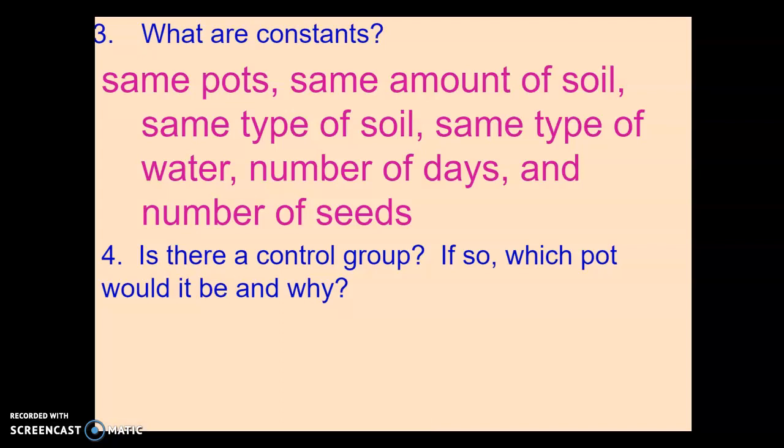Number 4, is there a control group? There doesn't always have to be a control group, but there probably should be in most experiments to give a baseline of data, something to go by. So was there one in this experiment? And if so, which one was it? 1, 2, 3, 4, 5, and why? Why is that a control and not an experimental group?